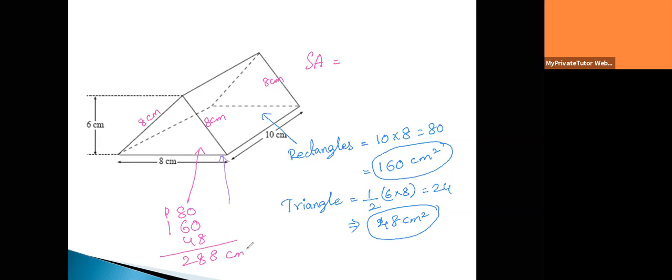288 centimeters square. See, for some of the questions, frankly speaking, we can find the answer without using the formula. Better not to use the formula. For questions like this, instead of using formulas, just directly go ahead and find the surface area. But what about the volume? The volume is not a problem. For volume, you can use the formula for all the shapes.